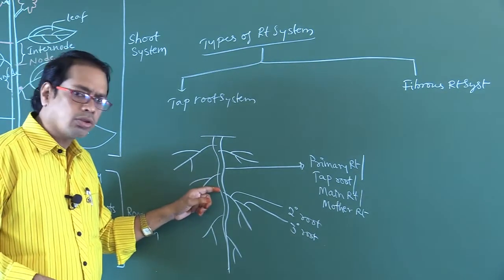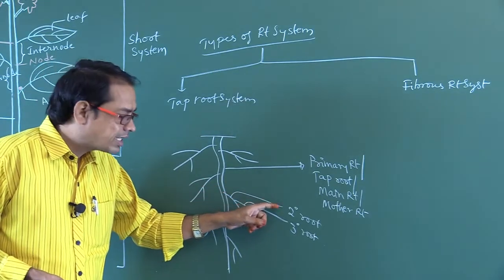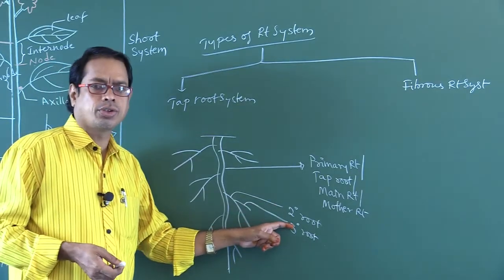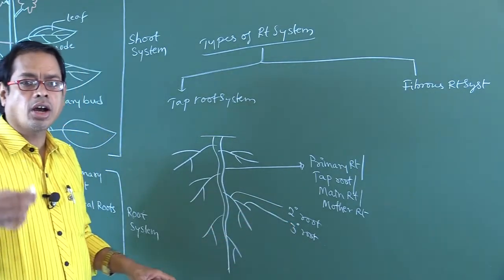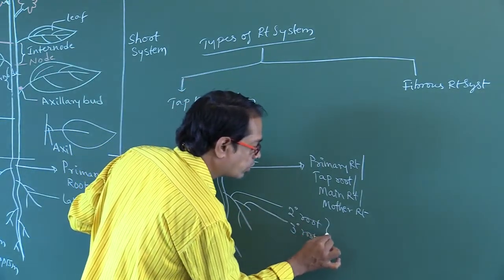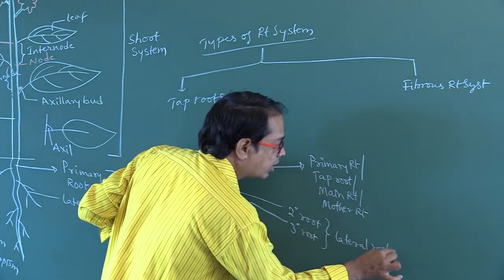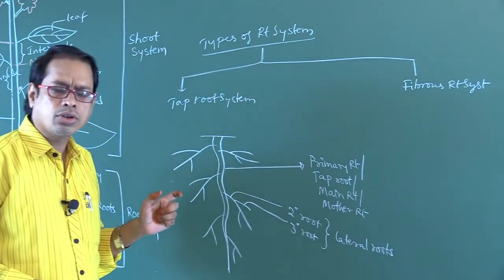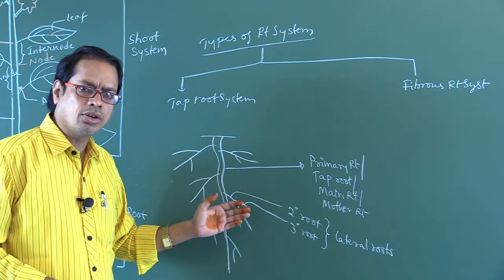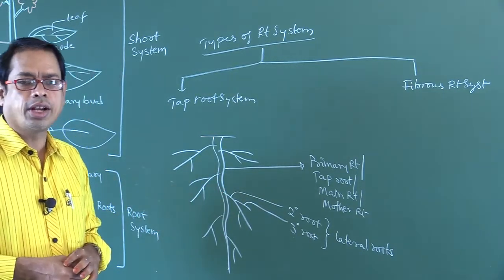Okay, the lateral roots are of different kinds. The roots produced by the tap root are secondary roots. The roots produced by the secondary roots are called tertiary roots. Ultimate branches are called rootlets. So the secondary roots and tertiary roots together are called lateral roots. Ultimate branches of roots are called rootlets.